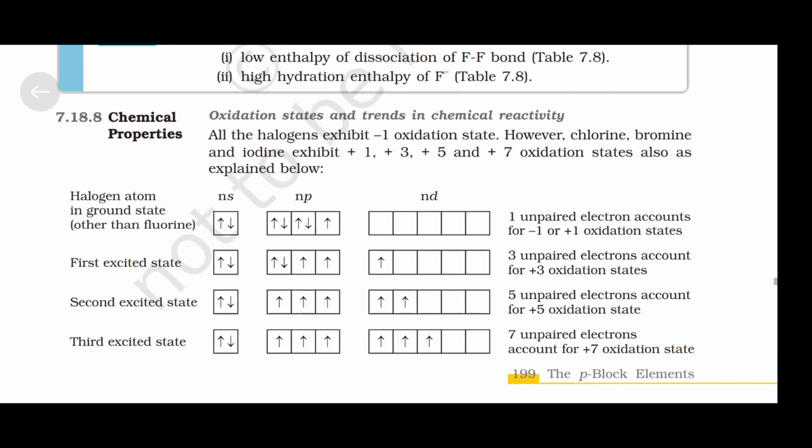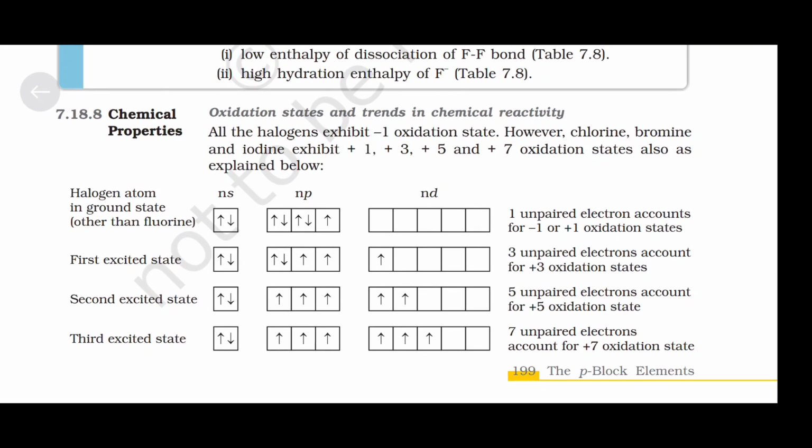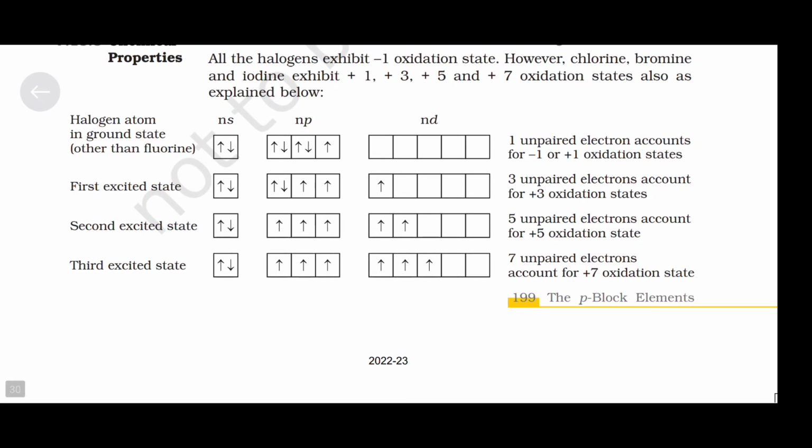Chemical properties. Oxidation states and trends in chemical reactivity. All halogens exhibit -1 oxidation state. However, chlorine, bromine and iodine exhibit +1, +3, +5 and +7 oxidation states also, as explained below. So here you can see halogen atom in ground state other than fluorine. It is ns2 np5 and their nd is vacant. यहाँ फ्लोरीन की बात नहीं हो रही है, ठीक है.